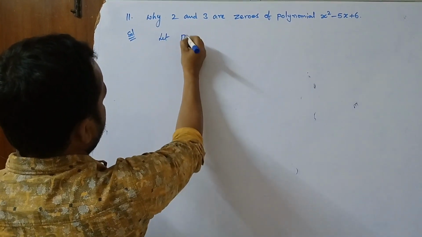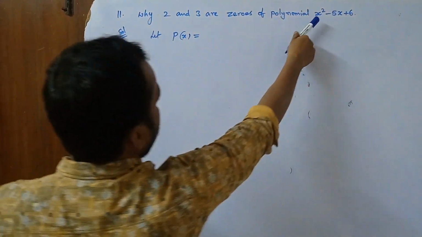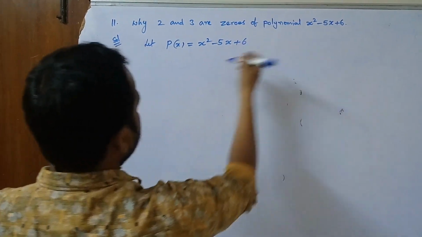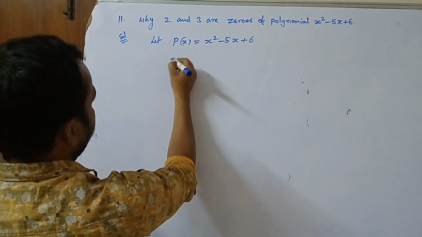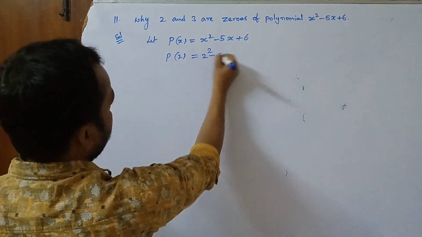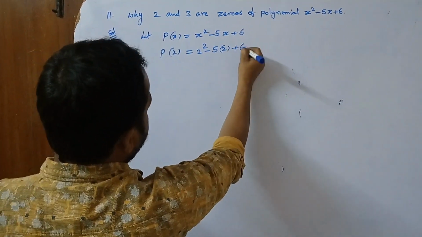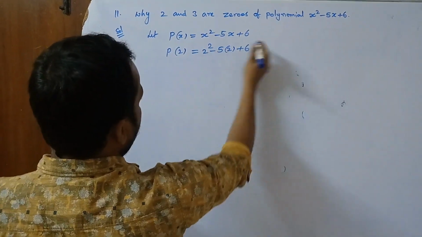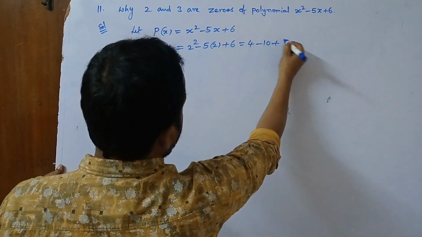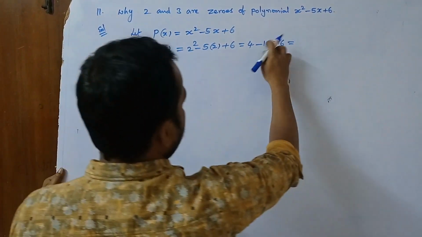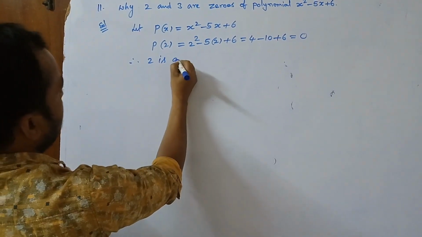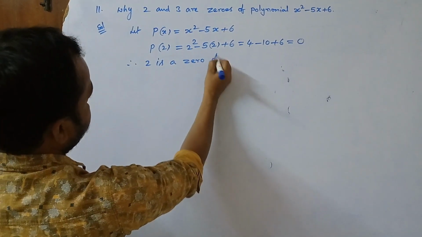Why 2 and 3 are zeros of x square minus 5x plus 6. Let us take p of x equals x square minus 5x plus 6. Now first we should check p of 2. Take x is 2: 2 square minus 5 into 2 plus 6. 2 square is 4, minus 5 twos is 10, plus 6. 4 plus 6 is 10, 10 minus 10 is 0. Therefore 2 is a zero of the polynomial.